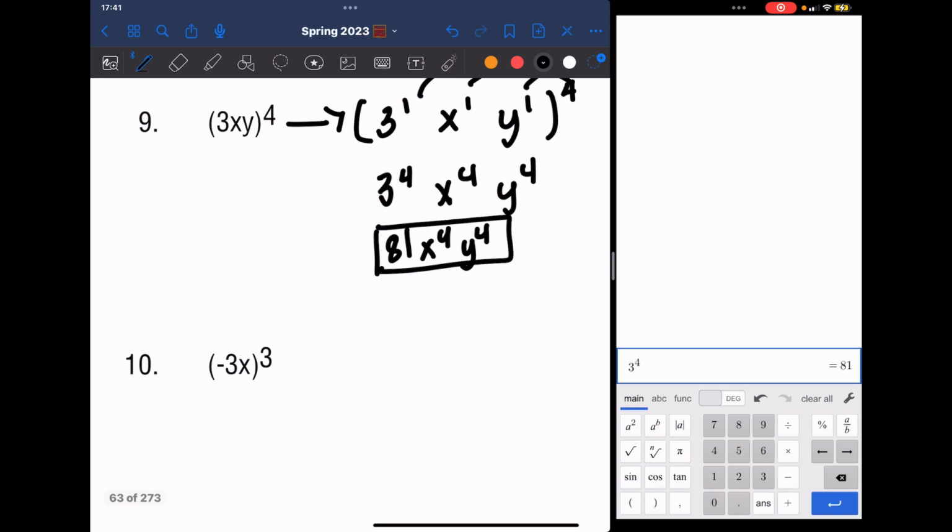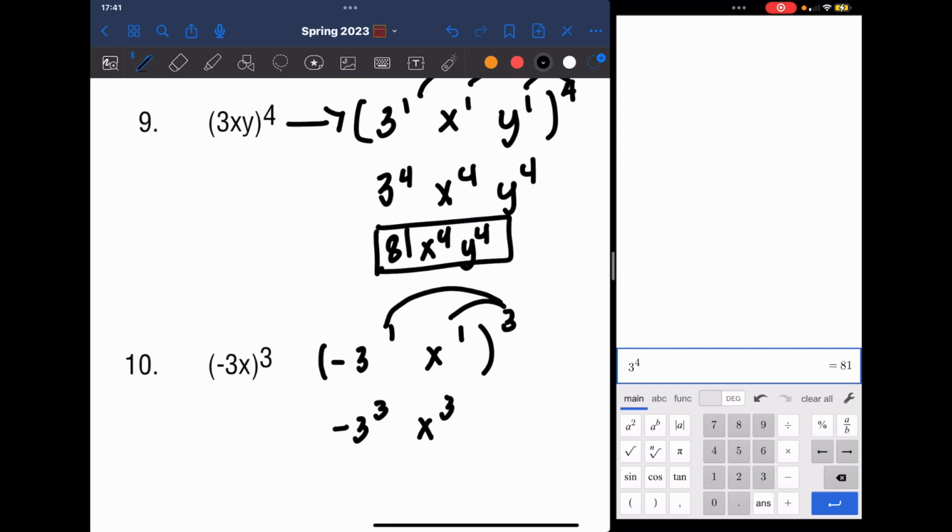Number 10, I'm going to have -3 raised to the 1st times x raised to the 1st. The 3 on the outside gets distributed on the inside to the parentheses, to the exponent. So I have -3 to the 3rd times x to the 3rd. I want you to be careful right here with this -3 to the 3rd. Please put that in parentheses, especially with your negatives.